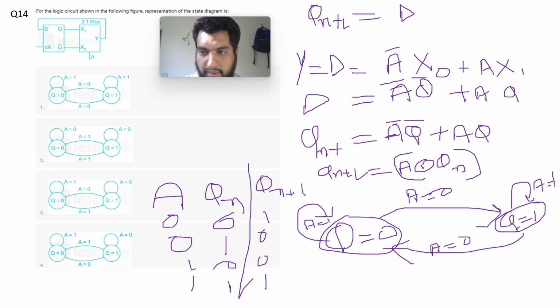So the transitions are made only for A equal to 0, and the state remains the same when A equal to 1. So option A1 is the correct answer.